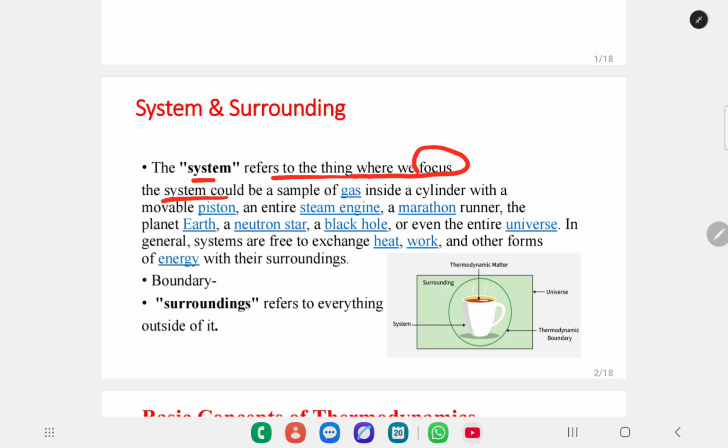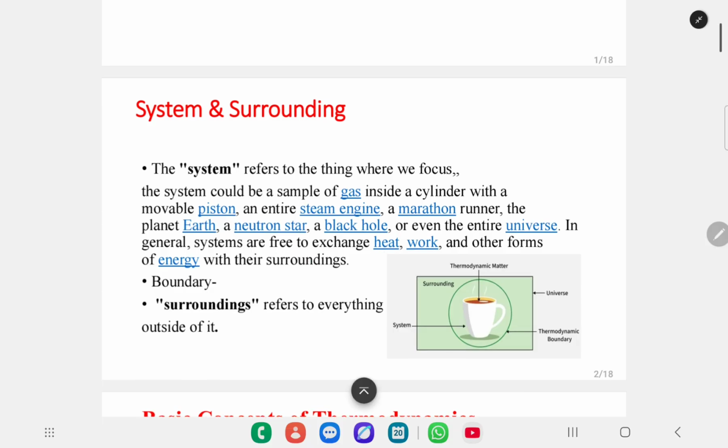So see, you can understand here, the system could be a sample of gas. If you are talking about a sample of gas, then that is a system. Next, if you are talking about a steam engine, that becomes a system. If we are talking about a marathon runner, that becomes a system. If you are talking about the earth, that becomes a system. If we are talking about a neutron star or a black hole, that becomes a system. Even when you are talking about the entire universe, it becomes the system here. The system is free to exchange heat, work and other forms of energy with the surroundings.